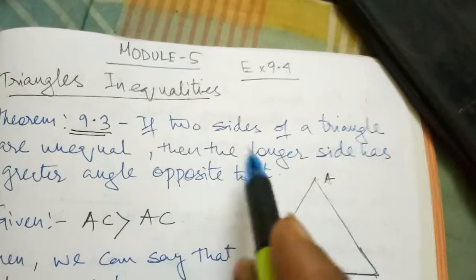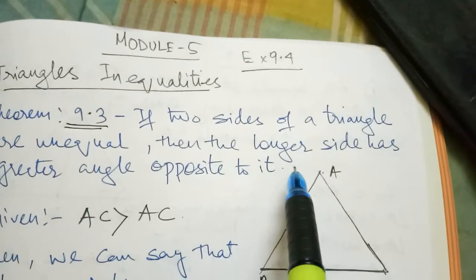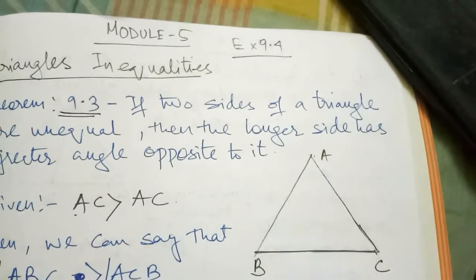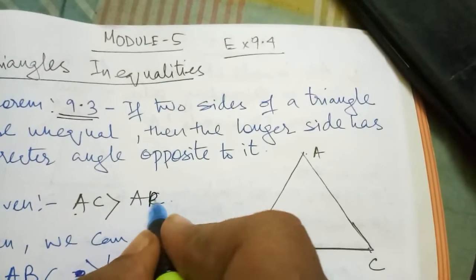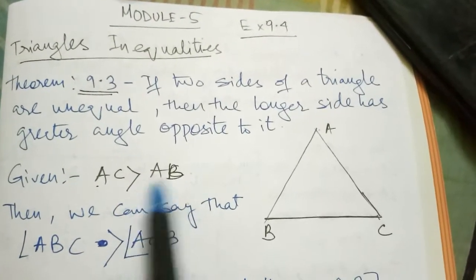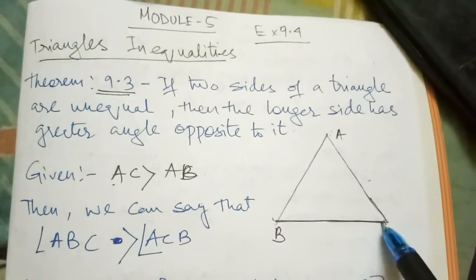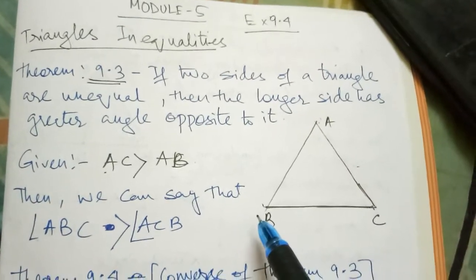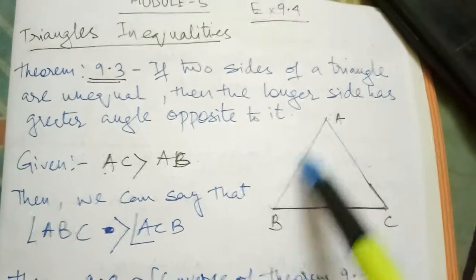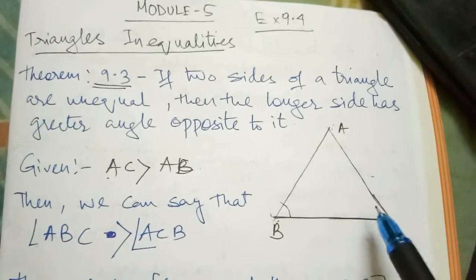What is given? If two sides of a triangle are unequal, then the longer side has the greater angle opposite to it. That means what? See, in the given, suppose AC is greater than AB. AC is greater than AB, then we can say that if this is the greater side, then the opposite angle will be greater. That means angle ABC is greater than angle ACB. When it is given that AC is greater than AB, only then you can say that. This side's opposite angle is this angle, and that side's opposite angle is this angle.